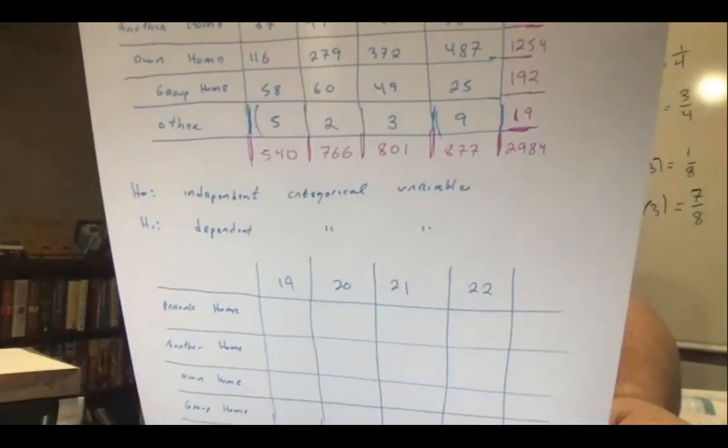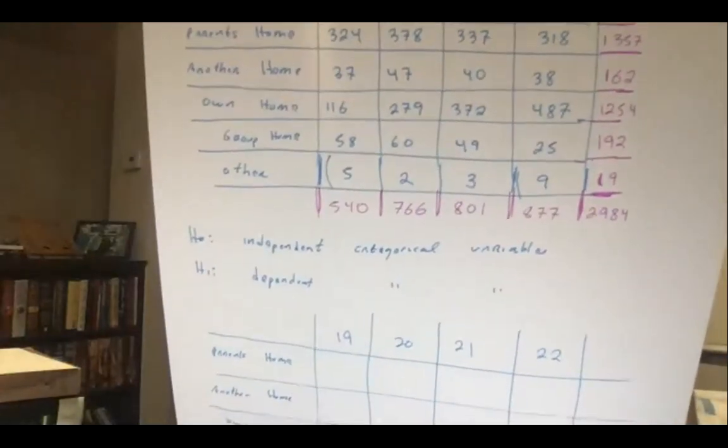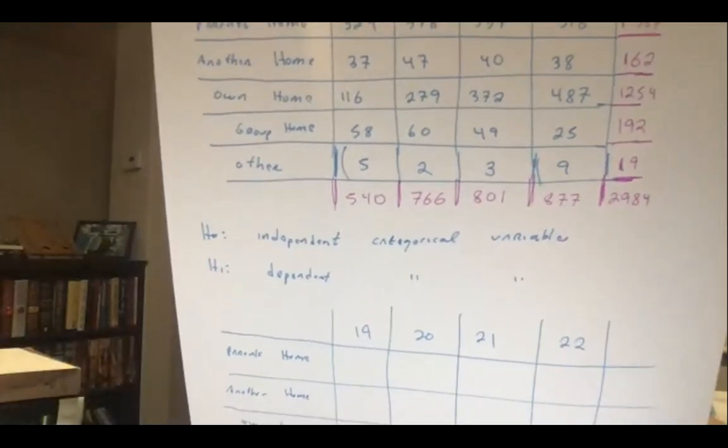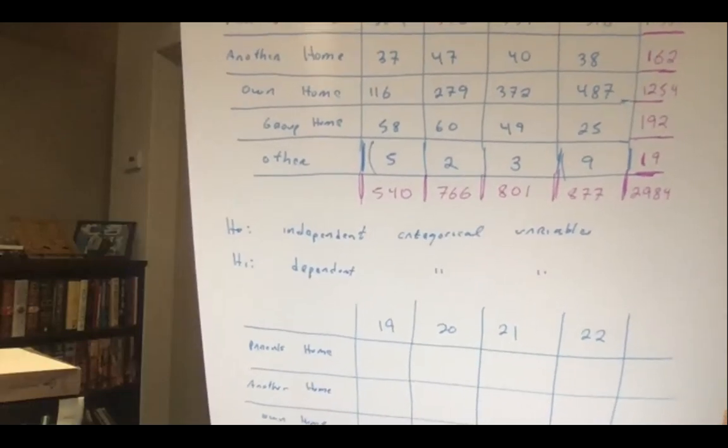Can you repeat that one more time? You multiply 540, which is the number at the bottom of the column, by 1357, which is the number at the end of the row, and divide by the total, which in our case is 2,984. Okay, thank you. When we do that, what do we get?